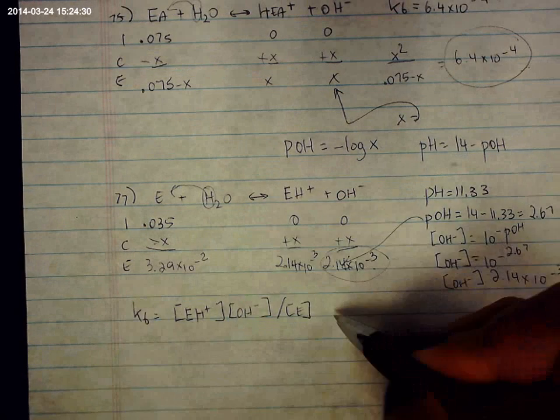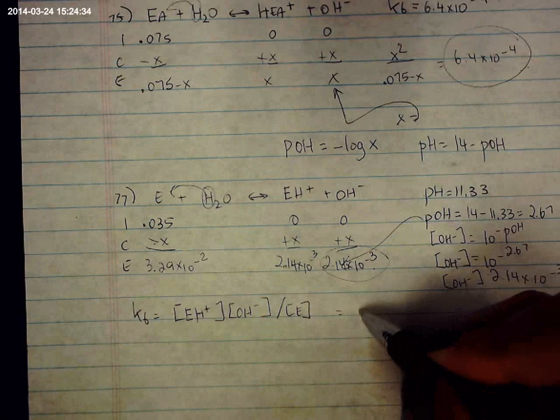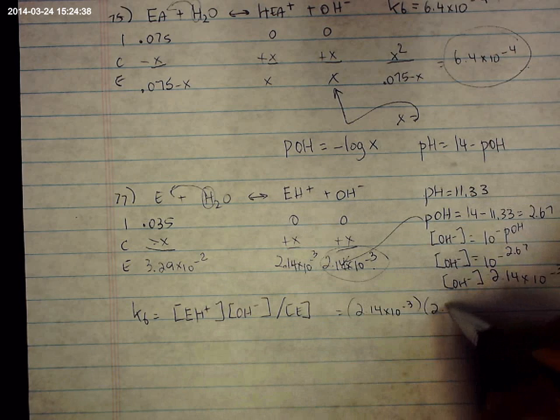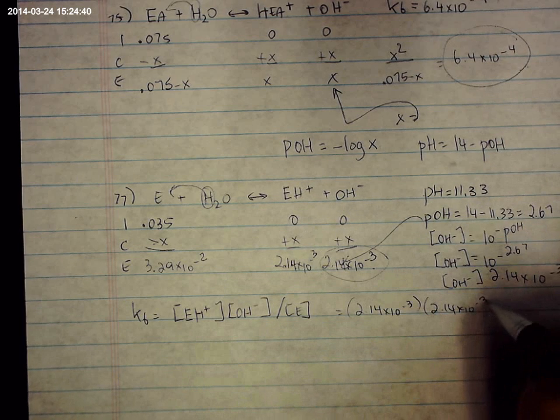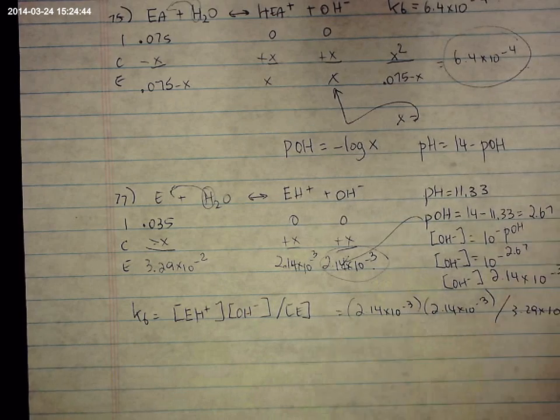So if I want to figure out what Kb is, you just substitute those values into the mass action expression. So 2.14 times 10 to the negative third times 2.14 times 10 to the negative third over 3.29 times 10 to the negative second. Okay.